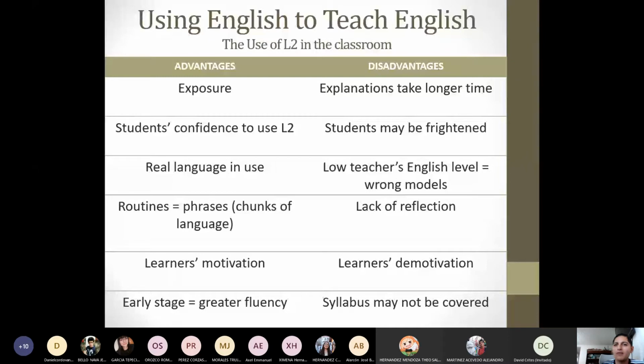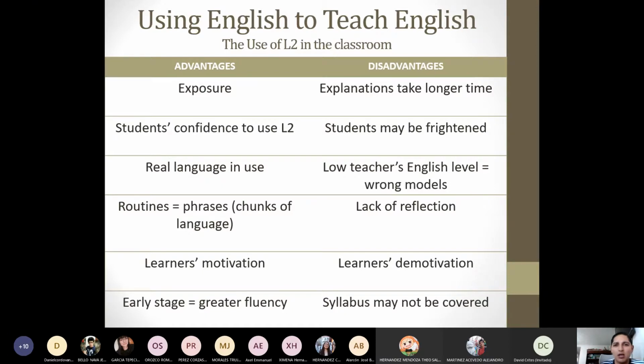However, we might find constraints regarding the exposure, and that is that in certain contexts, the use of L2 might take longer in order to explain and for instructions to be understood. There are strategies you can follow for dealing with these potential constraints. However, it could be a disadvantage. Instead of spending 2 minutes giving instructions, you might spend 10 or 15 minutes trying to explain what children need to do, what teenagers have to carry out, or what adults need to do.